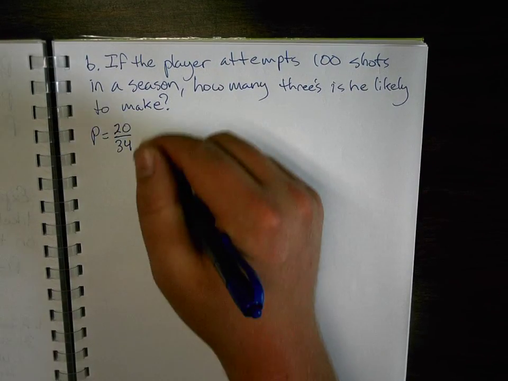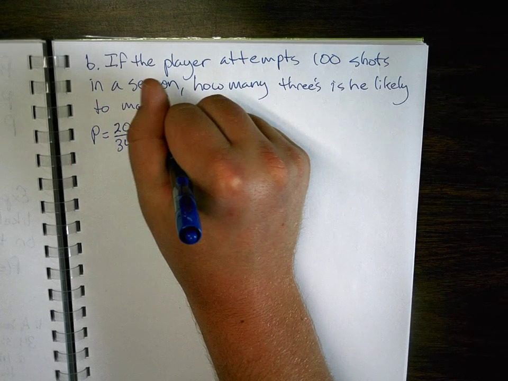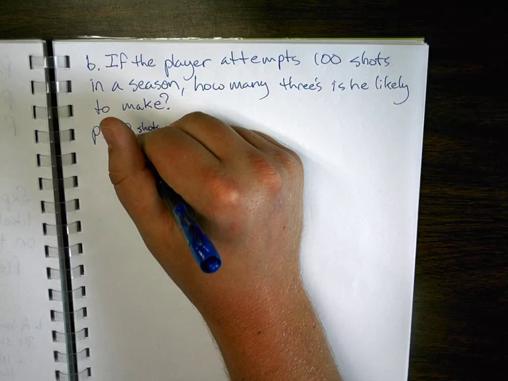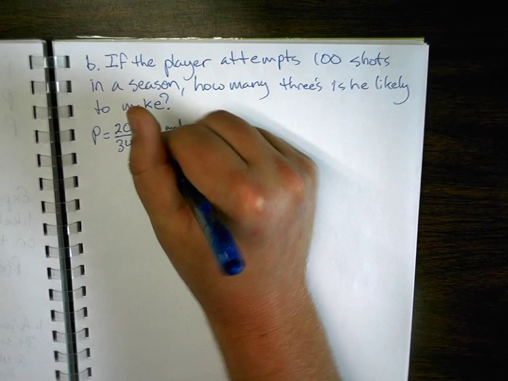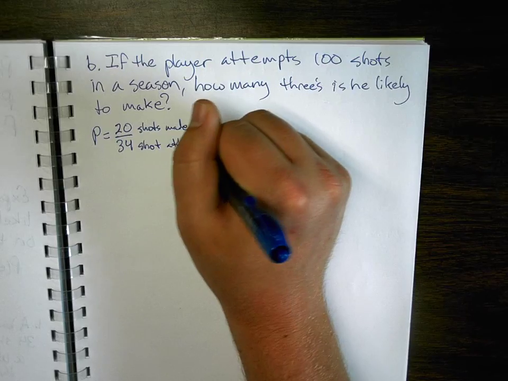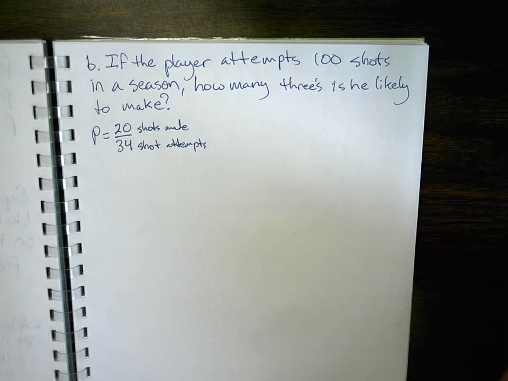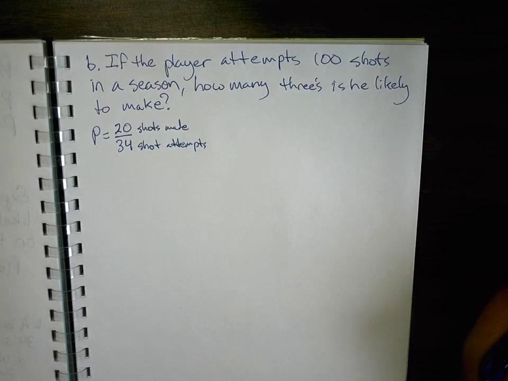And remember that this is 20 shots made over 34 shot attempts. So the total number of times that he succeeded is on top. The number of times that he tried is on the bottom. Okay, but now we're wondering, what if he attempts 100 shots in that season? How many shots would he likely make in that season?